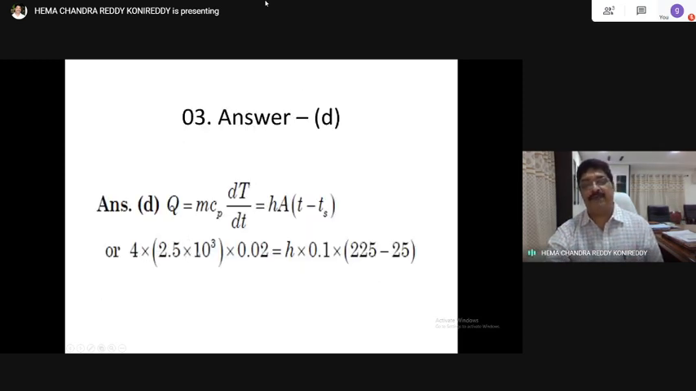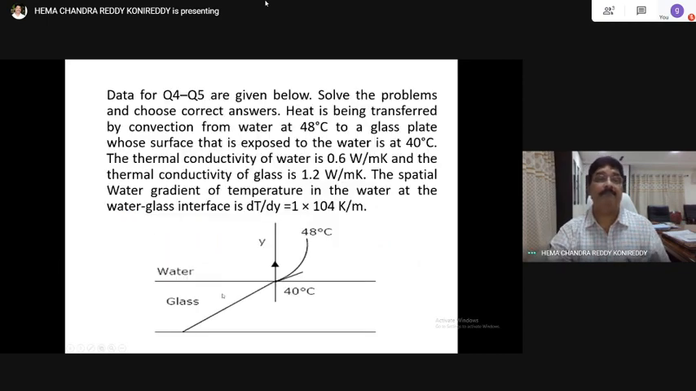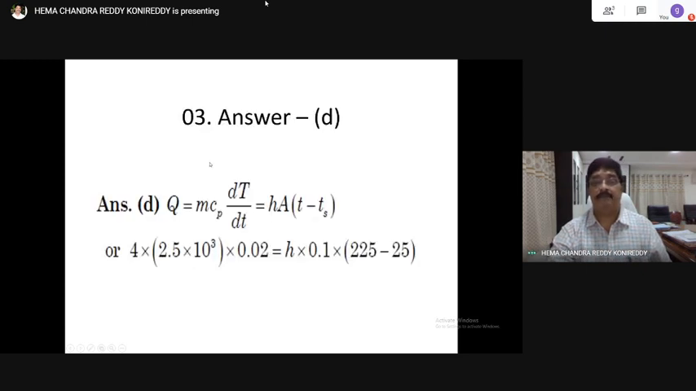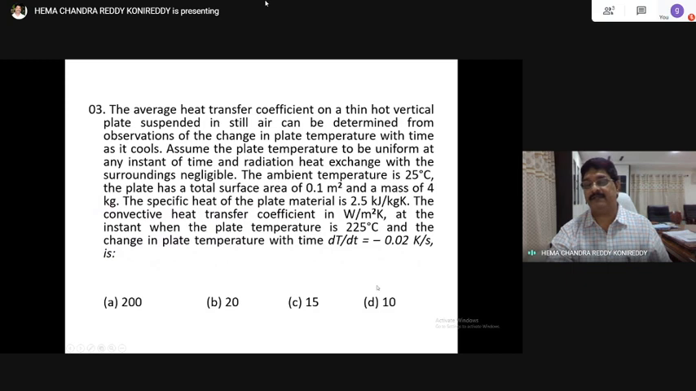4 into 2.5 kilojoules, that is 2.5 into 10 power 3, into dT by dt is 0.02. I mean temperature change of the plate per unit time. That's equal to HA delta T. Delta T is plate temperature 225 and ambient temperature 25. So you calculate what's H. When you calculate H, it is 10.